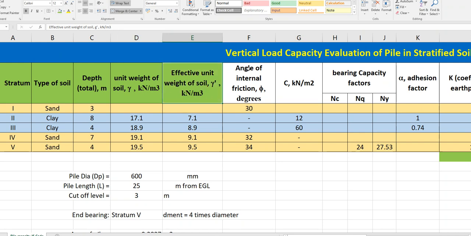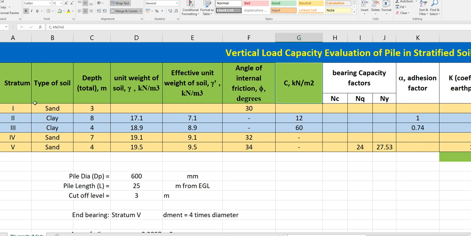Then we have the angle of internal friction. This is also obtained from the lab test, so it is there in the geotechnical report. This is the cohesion, which is also there in the geotechnical report. So from here to here you will have data from the geotechnical report, and from here onwards you will have to evaluate values based on your soil properties or the pile shaft properties. So let's start. This soil is just an example. It can be of any site of your interest.